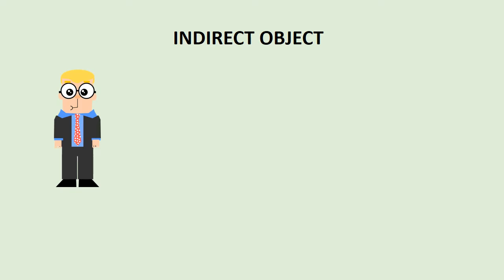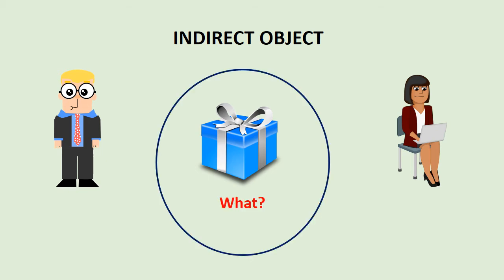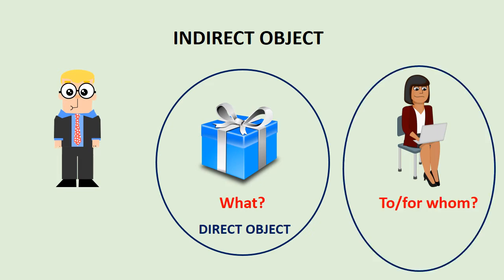The most important function is expressing the indirect object. So imagine this is me, and this is my sister. I want to give her a birthday present. The present here is what we refer to as a direct object. It answers the question what, and, as you already know, we use the accusative case to express it in Russian. We ask questions to or for whom to the indirect object in the sentence.